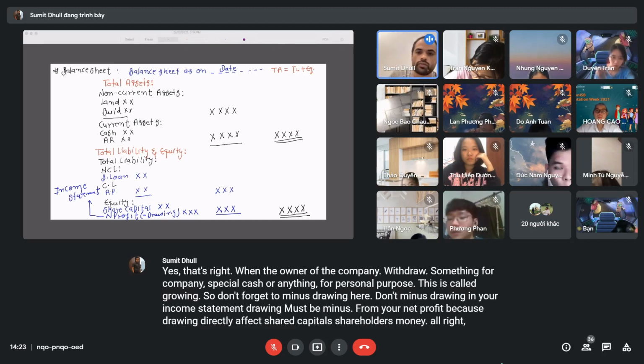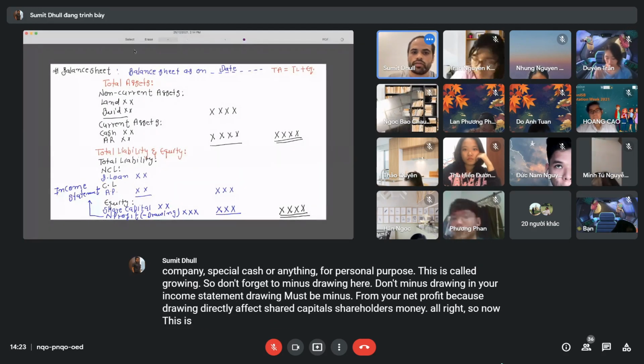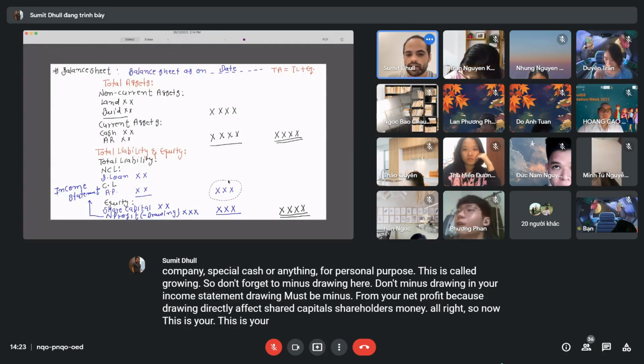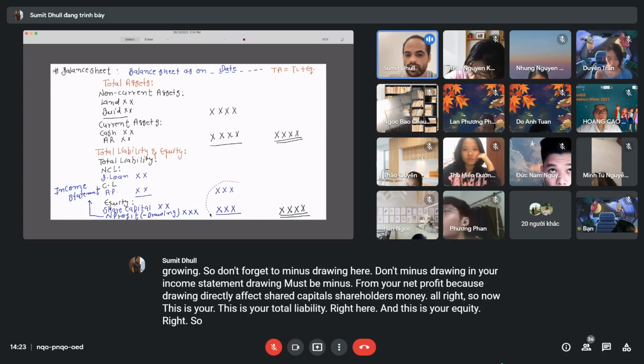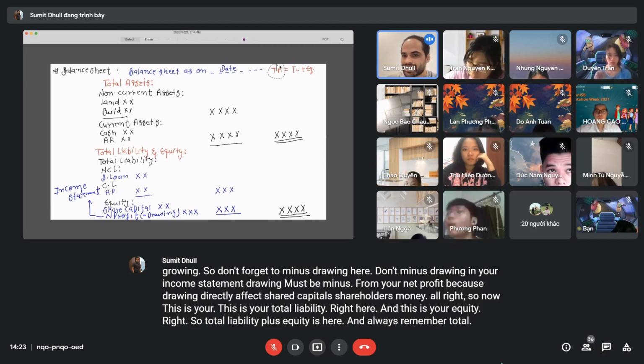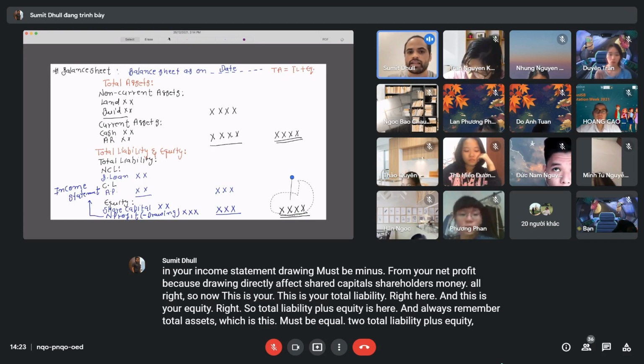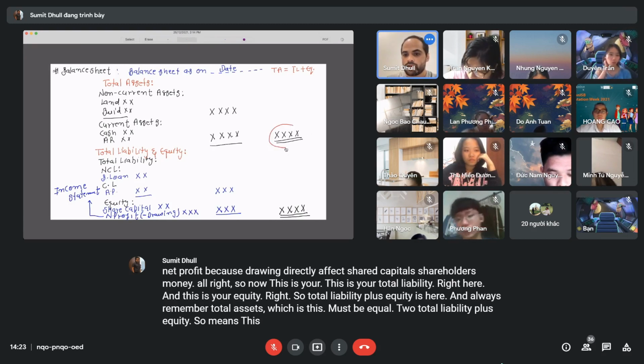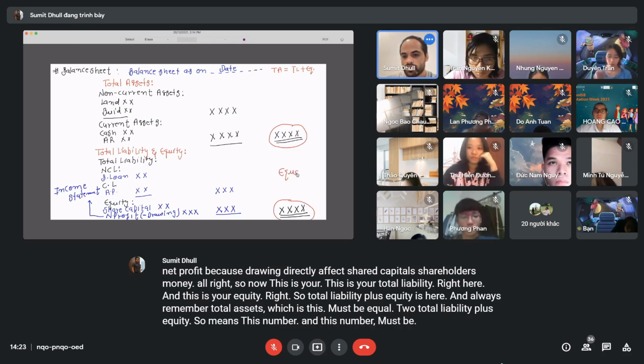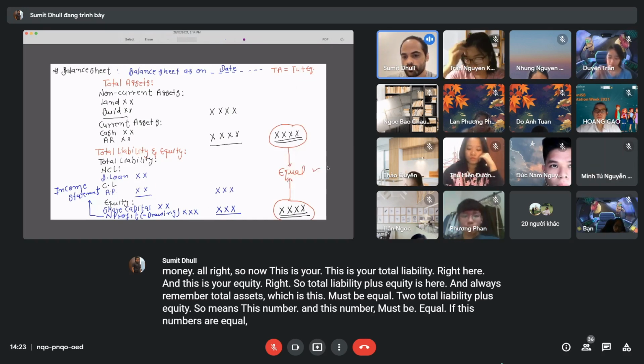All right. So now this is your total liability right here, and this is your equity, right? So total liability plus equity is here, and always remember total assets, which is this, must be equal to total liability plus equity. So this number and this number must be equal. If these numbers are equal, your question is correct.